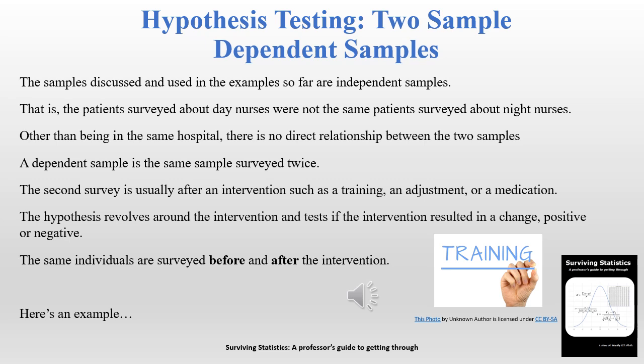So, for instance, maybe we're looking to see if a new vaccine works. So we would test the individual before they got the vaccine and then sample the individual after they got the vaccine. So we're typically looking for a before and after. And the after is usually after an intervention such as a medication, behavioral adjustment, or some sort of training.